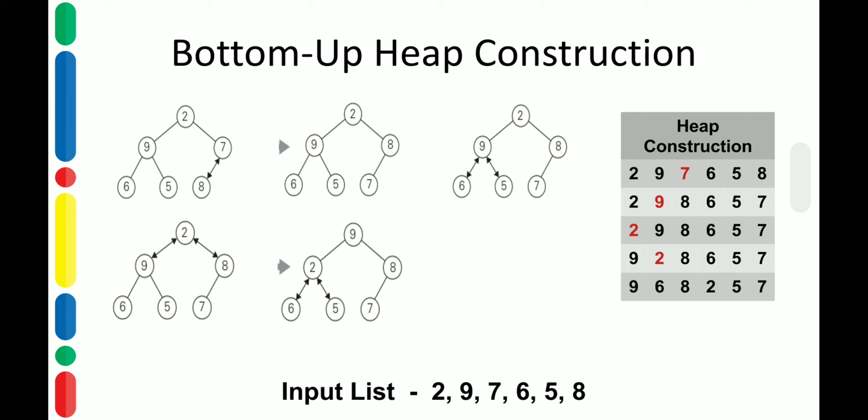After swapping 9 with 2, again we compare 2 with 6 and 5. Both are larger than the parent. So we swap 2 with the largest child, which is 6. So 2 and 6 are swapped. This is the last step. Now we get a heap. The one that you see here, 9, 6, 8, 2, 5, 7 is a heap.